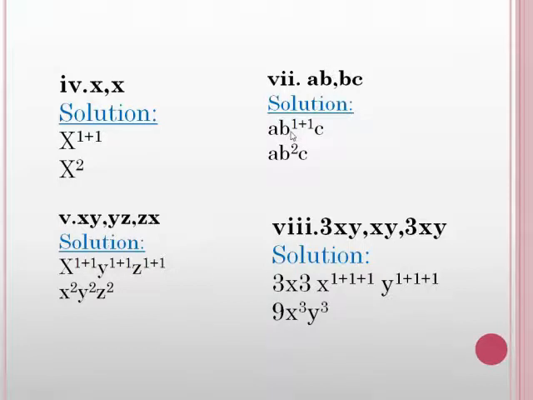So we add their exponents, which are 1 plus 1. So the answer is a b square c. The 8th part has 3xy, xy, and again 3xy.